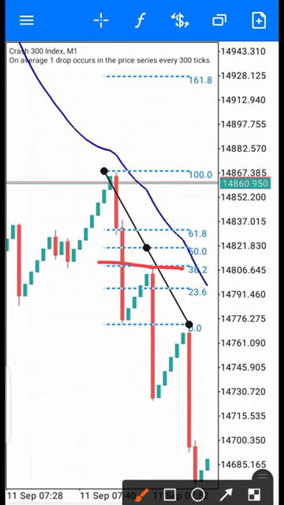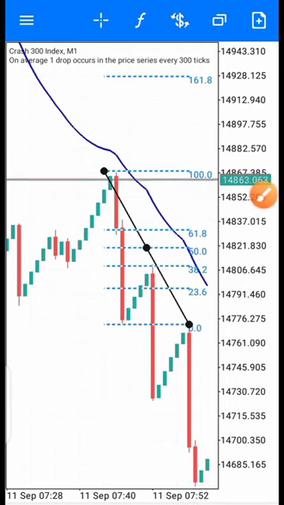You can see this tool is very powerful when you know how to use it well. So the market retraced to this 38.2 level and the spike occurred. So let's see the next one.